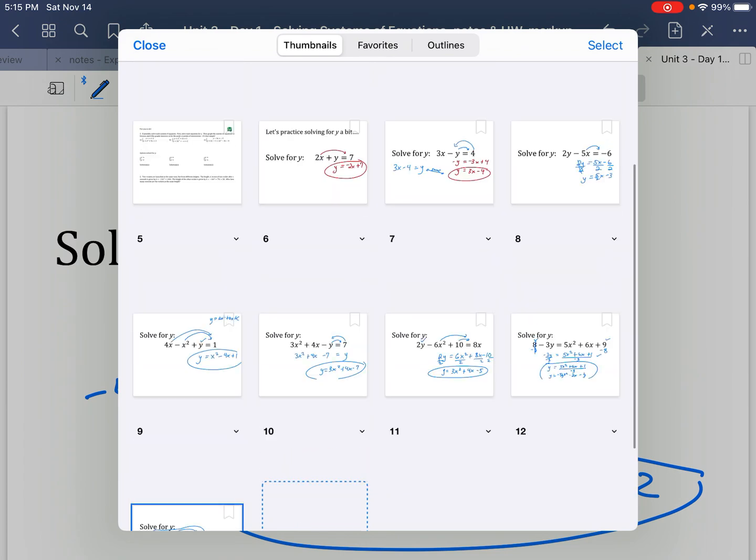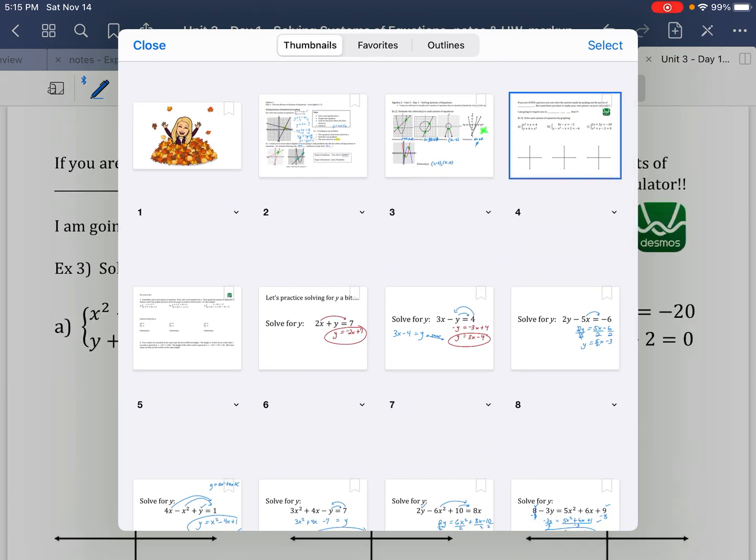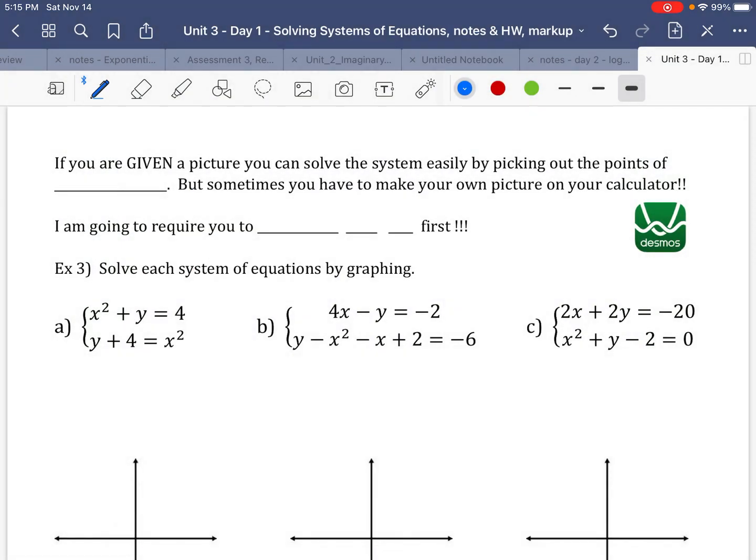All right, so let's go back to what we're really doing today, because we needed those skills to be able to do this. All right, so if you're given a picture, you can solve the system easily by picking the points of intersection. All right, but if you're not given a picture, you have to make your own, right? So I'm going to require you to solve for y first, okay? Because that's a skill you need.